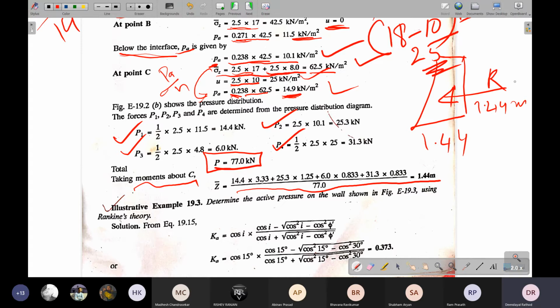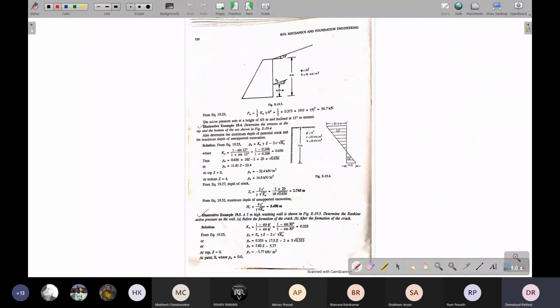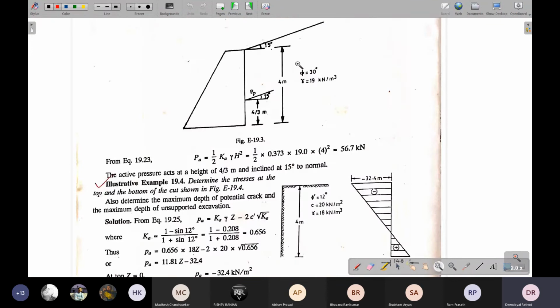Now the next problem. Same thing is given, only the K value changes. Determine the active earth pressure on the wall shown in the figure. That means you find this formula in Rankine's theory, where i is given as 15. Previously we assumed this one horizontal. Now this 15 degrees is given. Then how to find out this one?